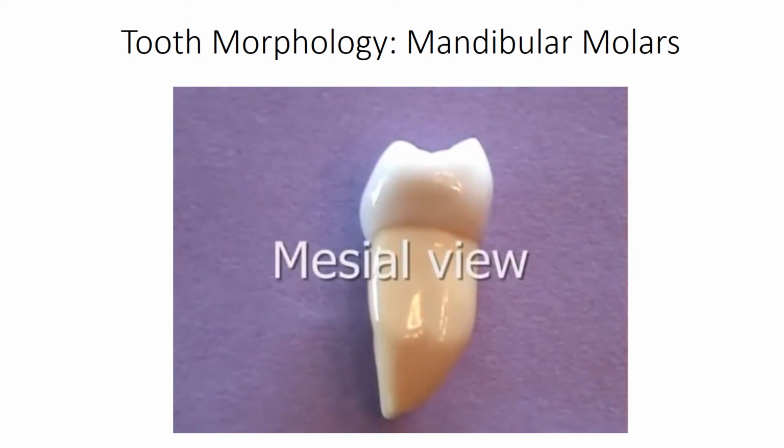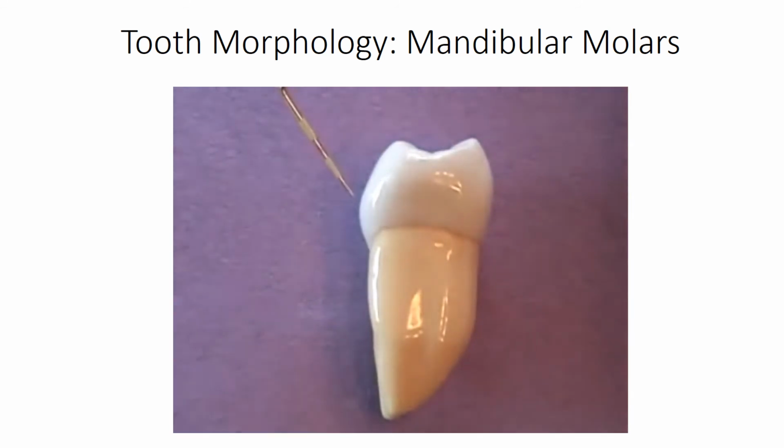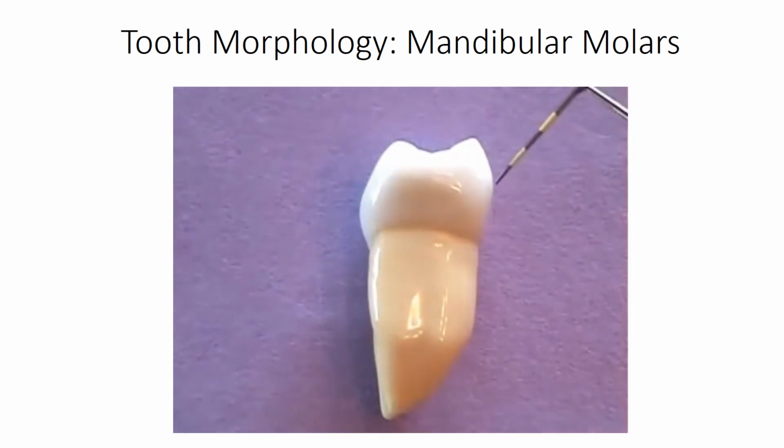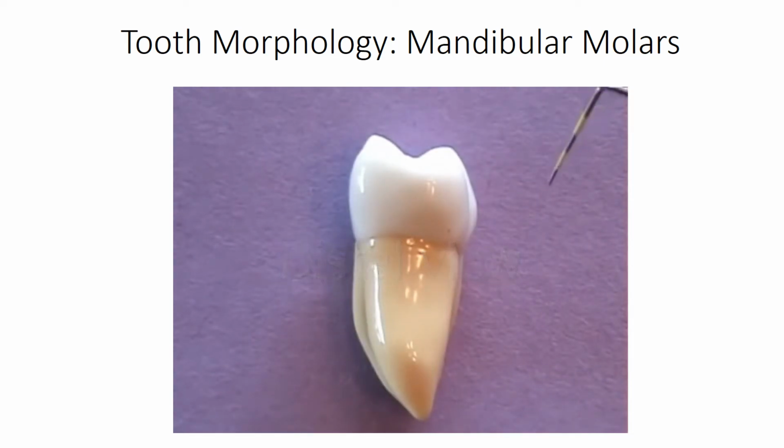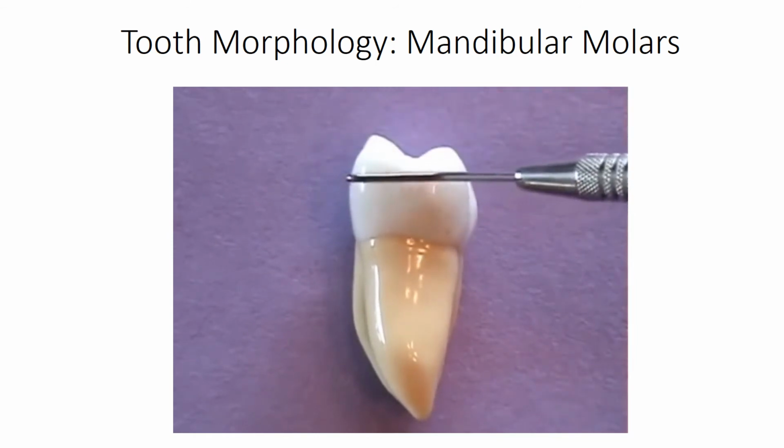Looking from the mesial view, the height of contour on the buccal is in the cervical third. On the lingual, it's in the middle third. There's a mesial marginal ridge. From the distal view, we have the distal marginal ridge, and again the heights of contour on the buccal and on the lingual.